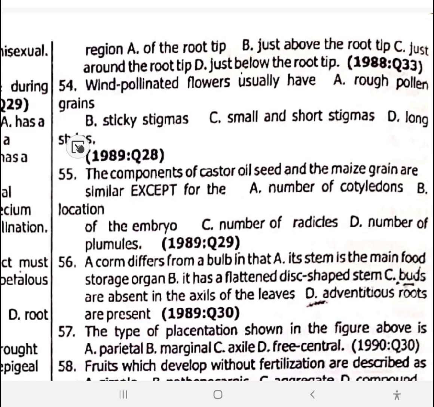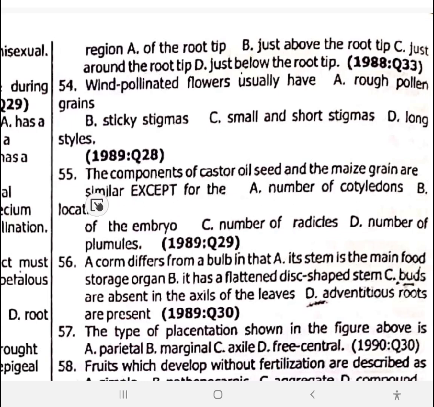Now I want us to take down one or two more points. Wind pollinated flowers are also called anemophilous flowers. Anemophilous is spelled A-N-E-M-O-P-H-I-L-O-U-S. While insect pollinated flowers are called entomophilous flowers. Entomophilous is E-N-T-O-M-O-P-H-I-L-O-U-S.